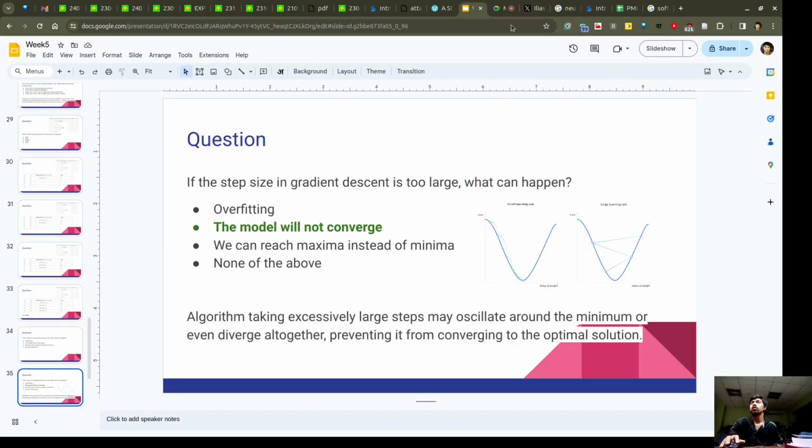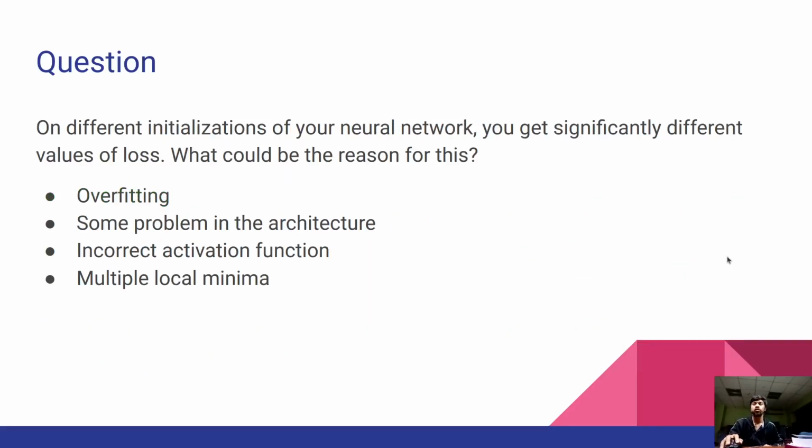Okay, this question, let's move on to the next question. Suppose you have a neural network and you are getting significantly different values of loss. Suppose you initialize the weights with something and the loss is 3, but in the next step you initialize the weights again and the loss, instead of 3, is 30. So there is a very large difference. What can be the problem?